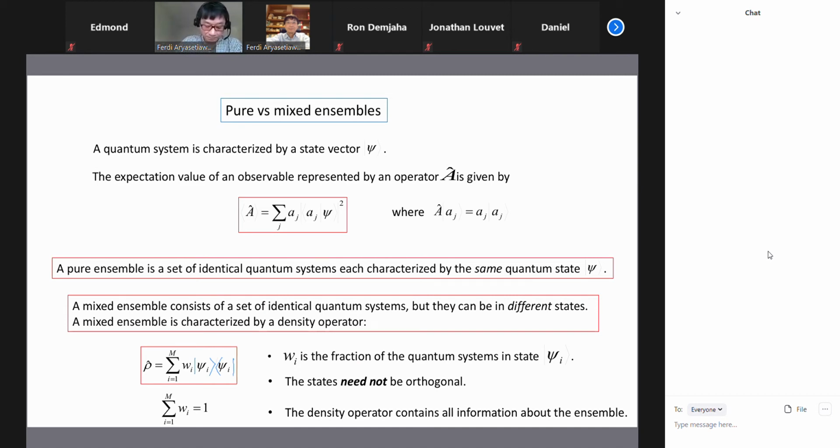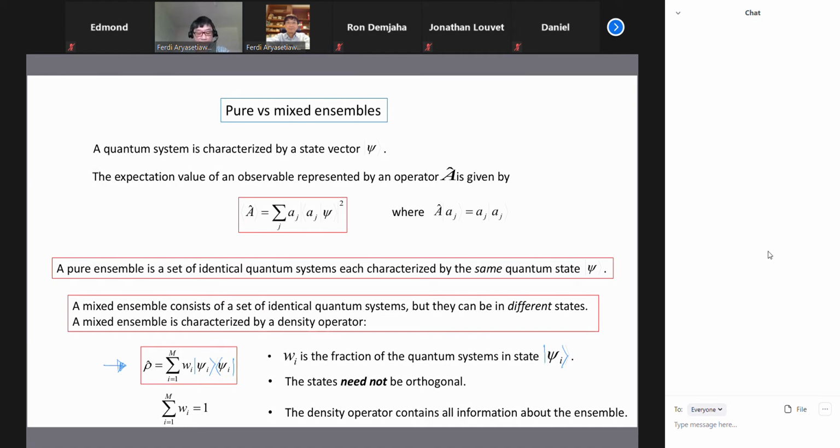So the density operator characterizes this ensemble, and it is given by this expression here. So w_i is the weight or the fraction of the quantum systems in state psi_i. And the sum of the weights must, of course, be equal to 1.